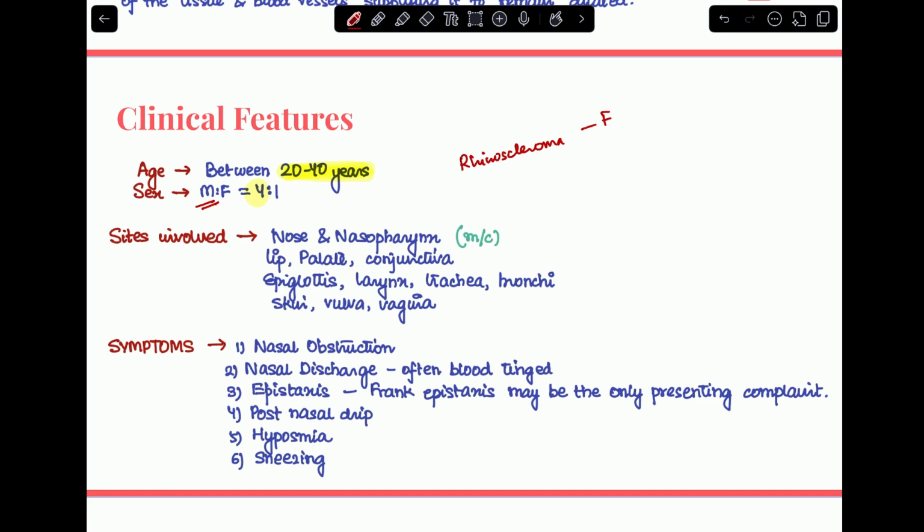Now, what are the symptoms of this disease? The patient comes to you with a nasal obstruction due to the developing mass inside the nose. They can also complain of nasal discharge, and this nasal discharge can also often be blood tinged. Patient can even come to you with profuse epistaxis, this can also be the only presenting complaint, and only on examination of the nose on anterior rhinoscopy or endoscopy that you notice that there is a mass inside the nose. Patient can also complain of post-nasal drip, hypoosmia, and sneezing. So these are all about the symptoms of the disease.